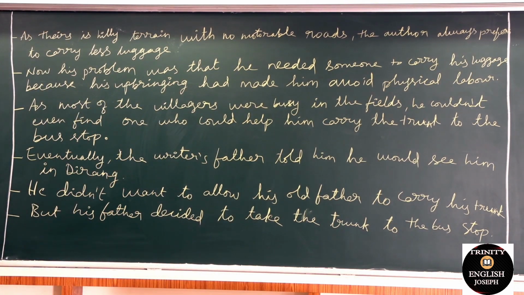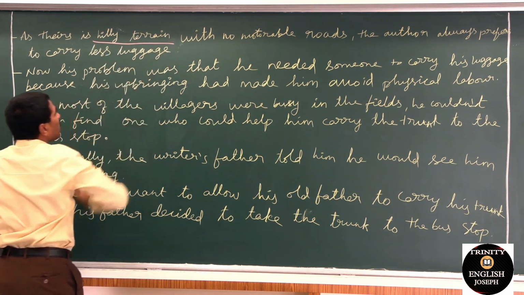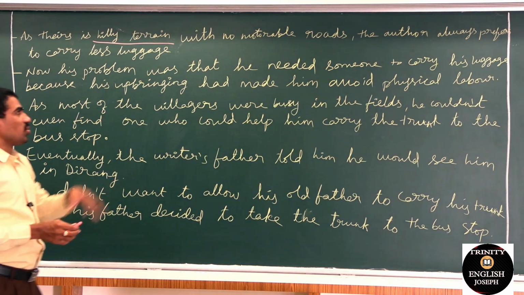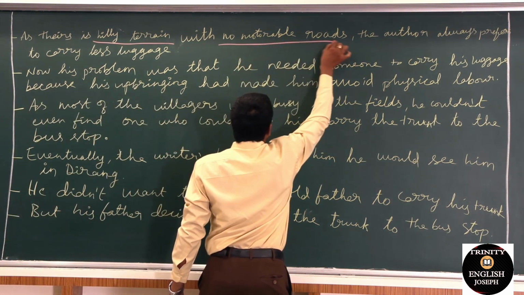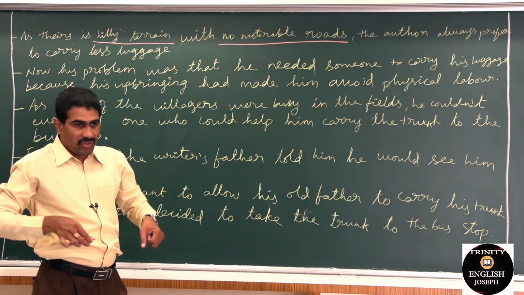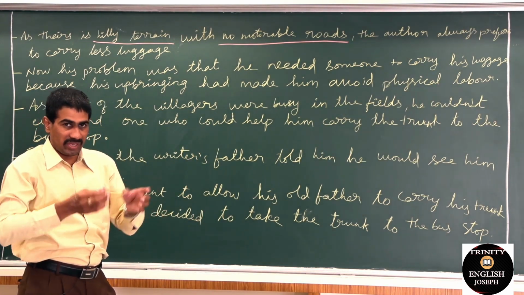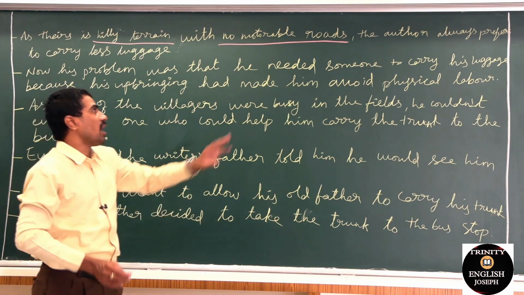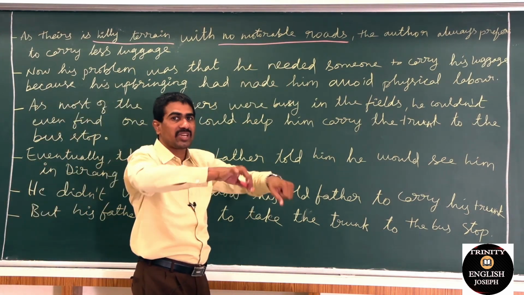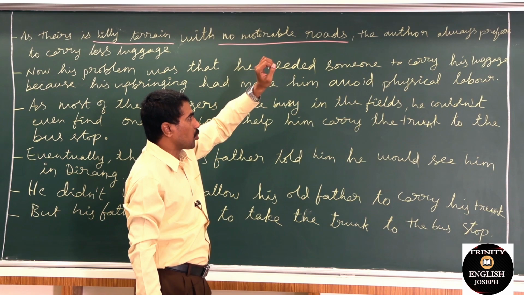Here, if you look at this particular author in Assam, there are so many hilly areas. Because Assam is in the Himalayas, there are so many hilly terrains. Their village was in a hilly area with no motorable roads. No motorable roads means the vehicles cannot travel. Only human beings can walk on the rocks and go. There are no roads where vehicles can travel. So this is the meaning of no motorable roads.